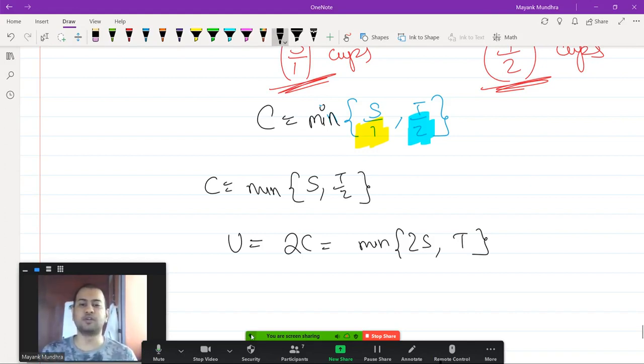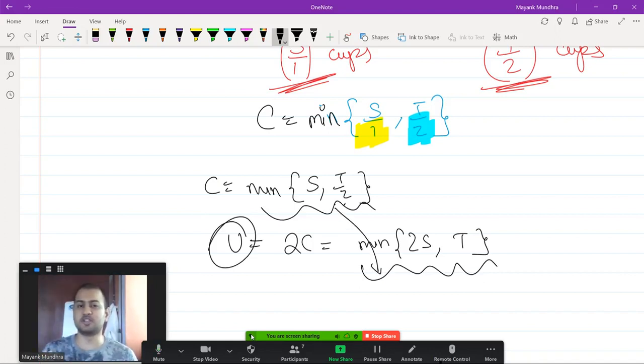So the final utility function could be either min of 2s comma t or min of s comma t by 2. They are both just monotonic transformations of each other. So technically, there is not much difference between these two situations. One represents the number of cups, the other represents the number of half cups, you can say. There's this cutting chai which is famous in Mumbai. Cutting basically means half cup.